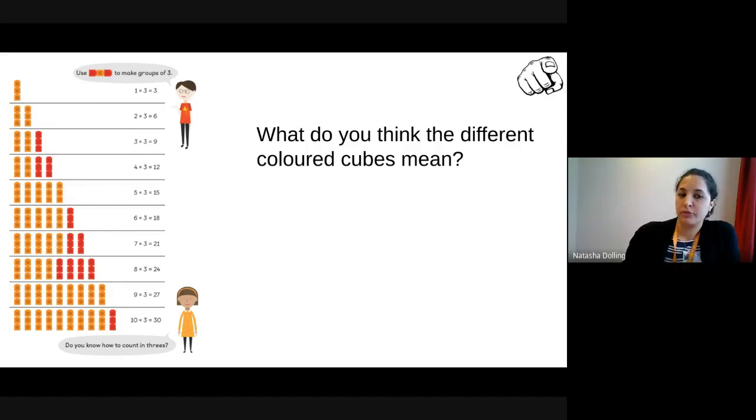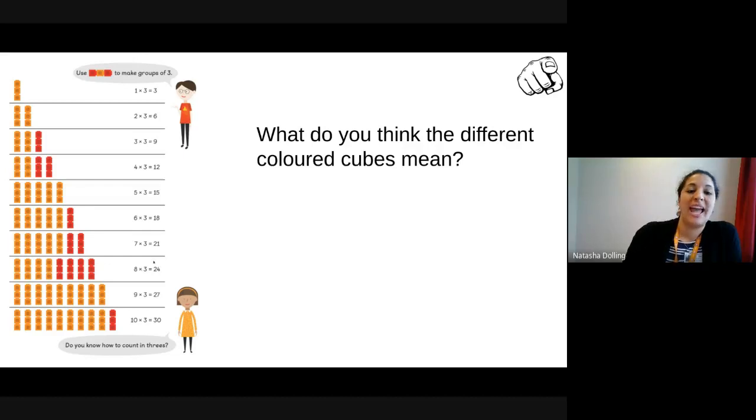So children coming up from year 2, we're assuming that they know their 1 times table, their 2 times table, and their 5 times table. Now, the red cubes are either adding on or building on those known facts. So, for example, working out 3 times 3 is 9. Well, you already know what 2 times 3 is. You know what 1 times 3 is, so you can use that to work out 3 times 3.